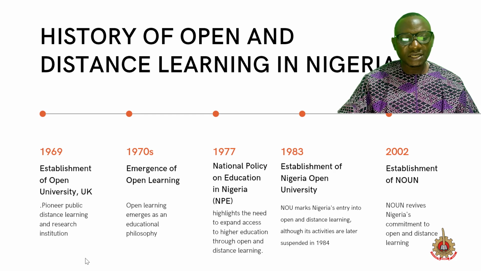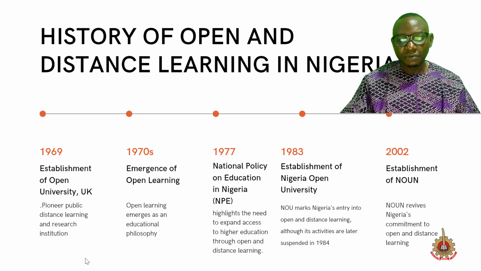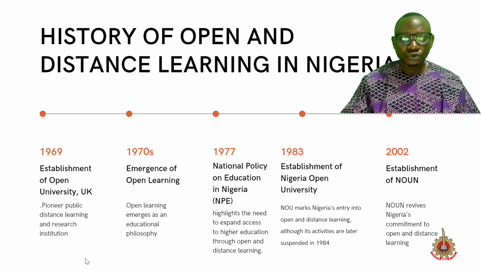Because of the success of this university, there was an emergence of open learning, which became adopted. That is, open learning emerges as an educational philosophy. It became an acceptable way of learning. Then in 1977, coming to Nigeria now, there is the national policy on education in Nigeria, and this policy highlights the need to expand access to higher education through open and distance learning.